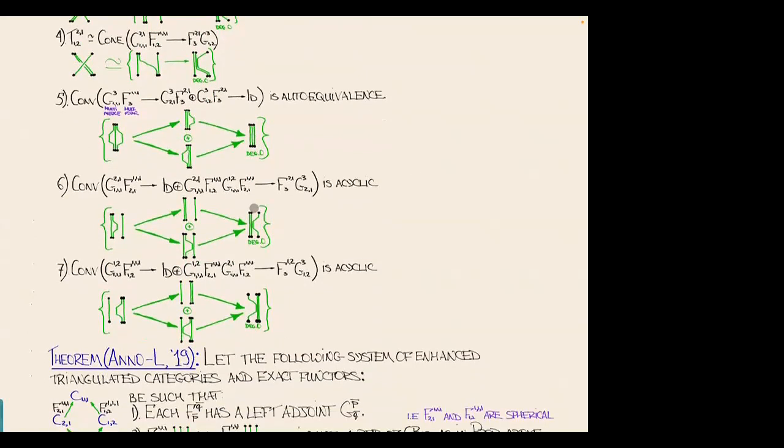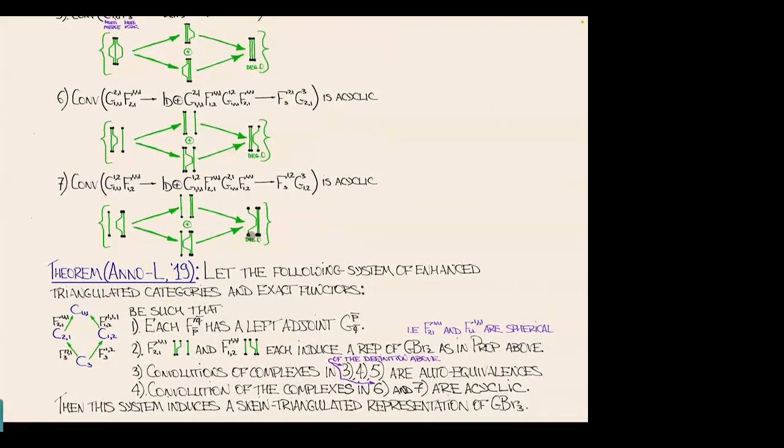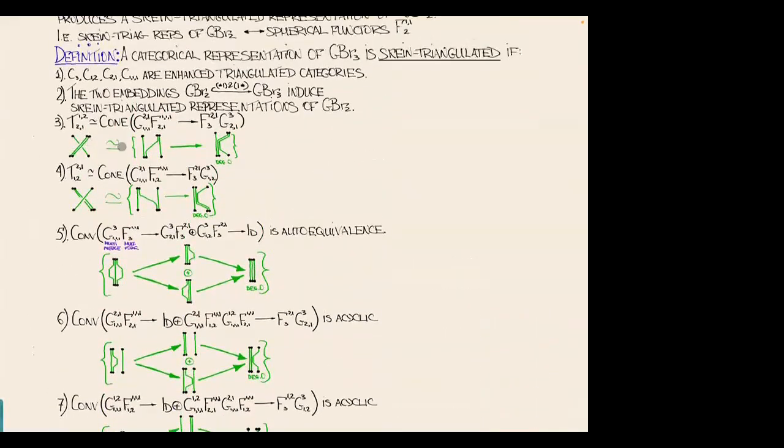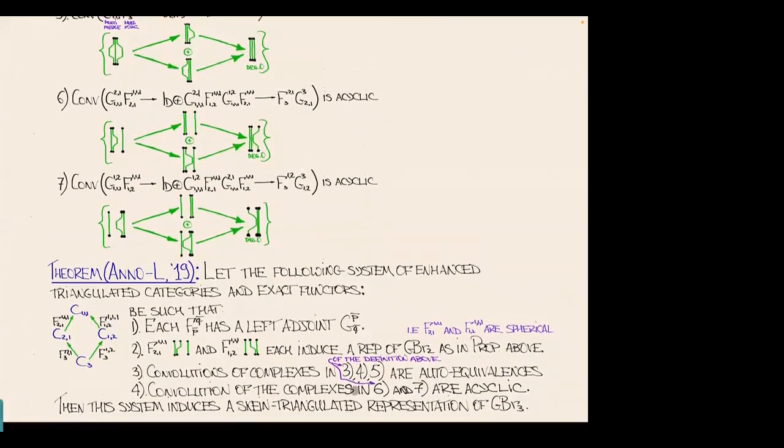But now we have two completely new conditions. This is something that you have not seen in this theory before. We have two natural complexes which look very similar to this one, but their convolution has to be acyclic. And what myself and Rina proved last year is this: suppose we have a system of enhanced triangulated categories and exact functors corresponding to objects and morphisms of GBR3, and each G is left adjoint of each F, and just looking at these functors produces a skein-triangulated representation of GBR2. Now if all these conditions hold, so the convolutions of the complexes in 3, 4, and 5, this complex and this complex, are equivalences, and the convolutions of these two complexes are acyclic. So again, I start with just functors F.